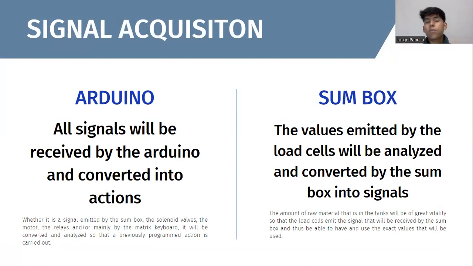And another one that is very important is the summing box. The values emitted by the load cells will be analyzed and converted by the summing box into signals. As I told you before, the amount of raw material in these tanks will be measured by the load cells emitting signals that will be received by the summing box, and thus we are able to use exact values. If we don't have a good signal acquisition by the summing box and by the Arduino, this project won't work, so we will be struggling with it in the future.